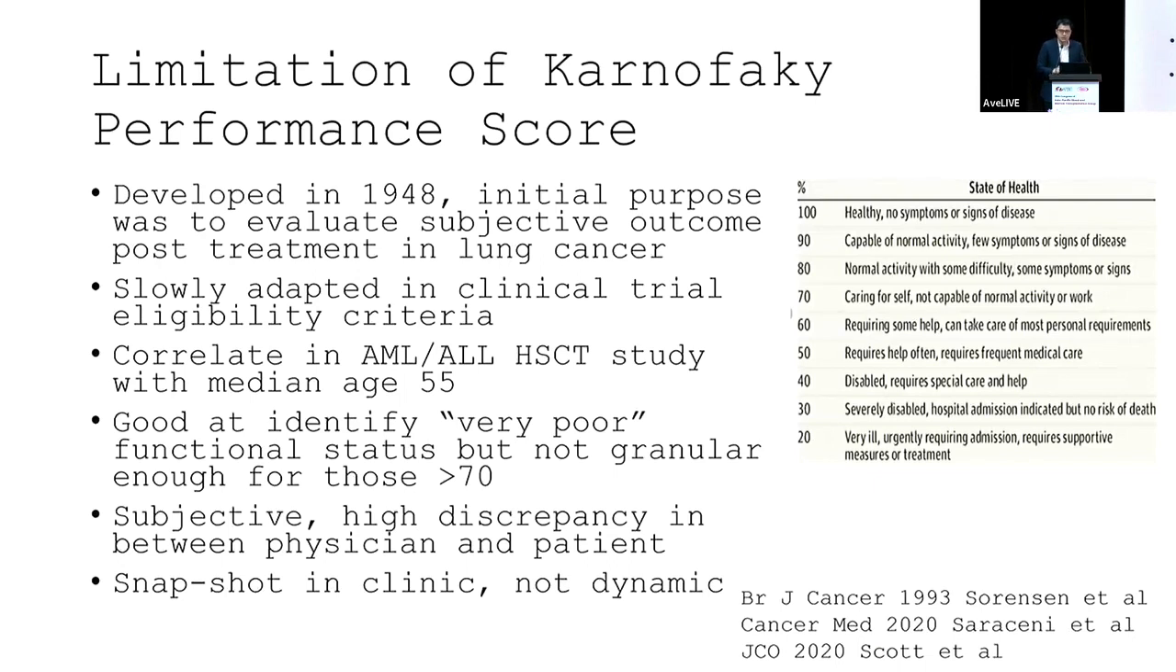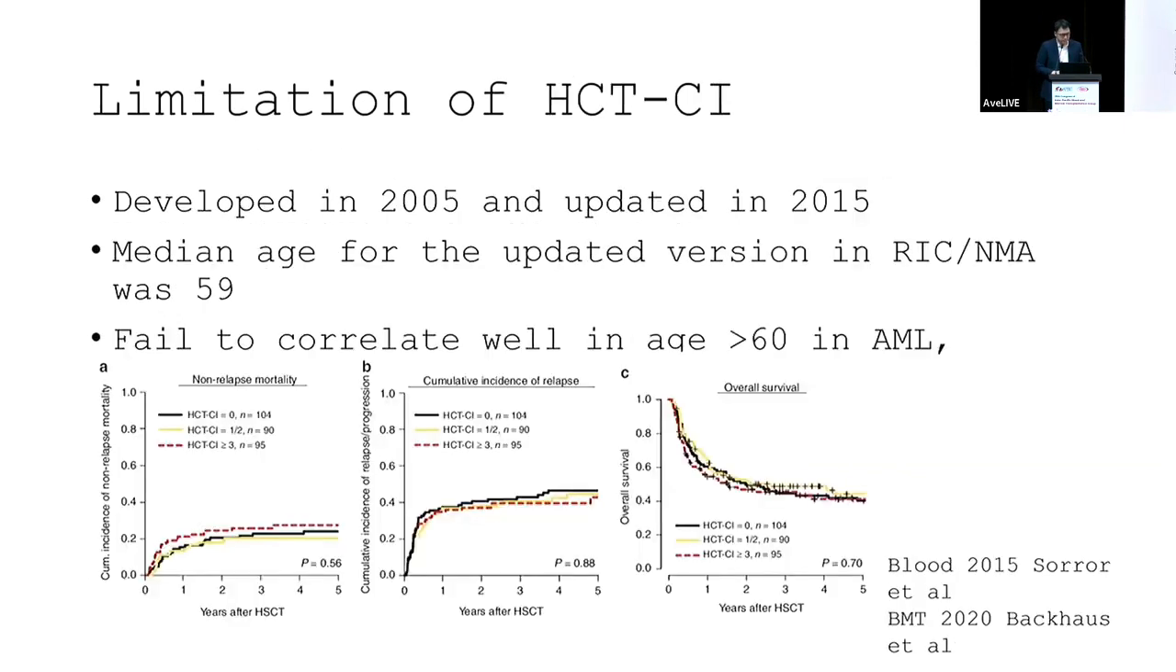And we know that this is very good at identifying those very poor performers, less than 70. However, when they are more than 70, it's not granular enough to show us who are the best 90s and who are the not-so-best 90s. It's also very subjective. There are studies showing that when you ask patients to assess themselves and the physician assesses them, there is a big discrepancy. It's also a snapshot, not a dynamic assessment.